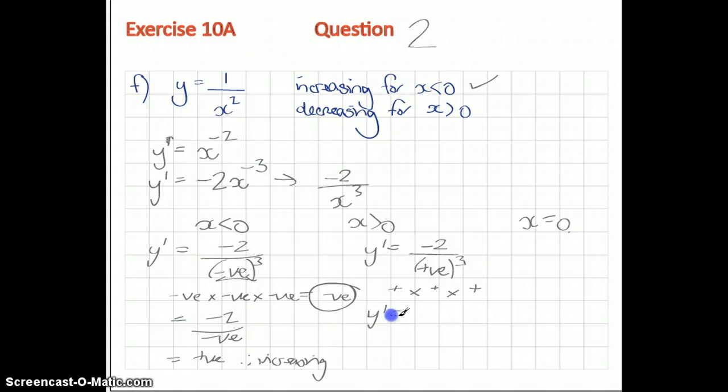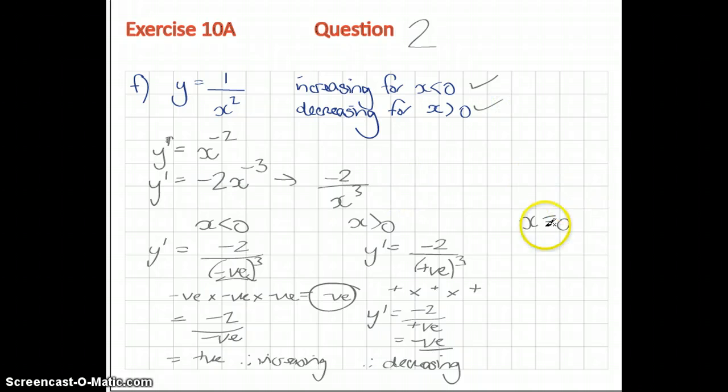So when we rewrite the gradient function, we've got negative 2 divided by some positive number, and that means we're going to have a negative result. So therefore the function is decreasing here. And that's what we had to show here.